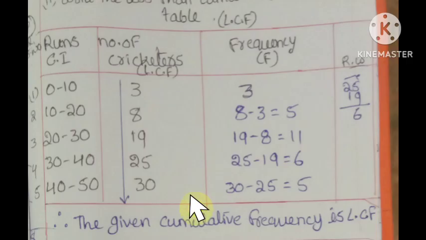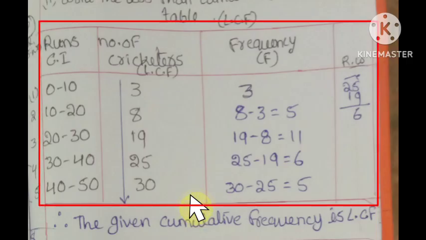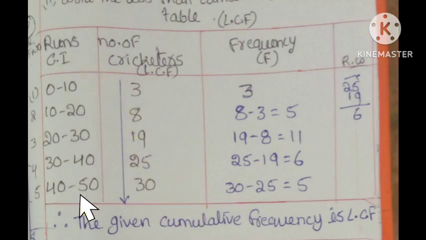First, draw the frequency distribution table. First column is the serial number, then runs, which are the class intervals. Next is the number of cricketers, and the next column is frequency. The class intervals and the number of cricketers are given. How to calculate the frequency? First, observe the number of cricketers.